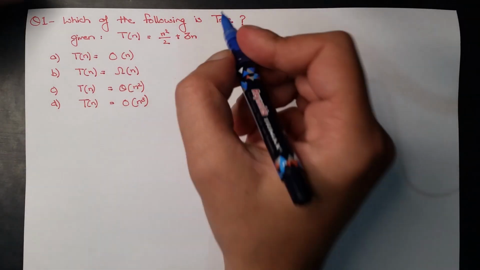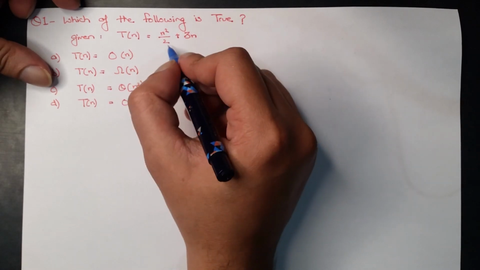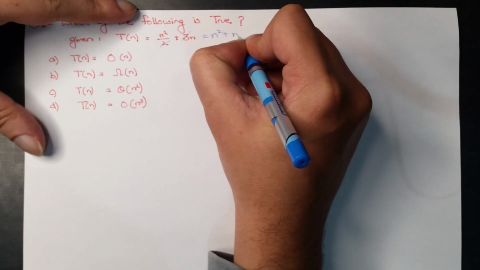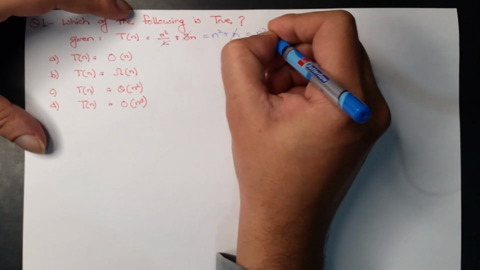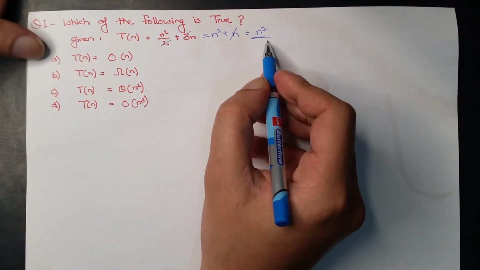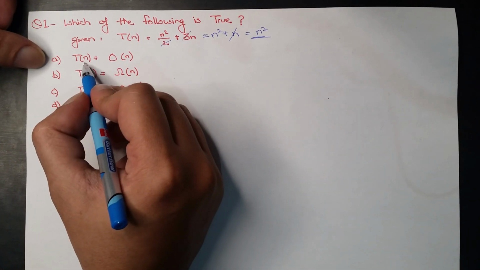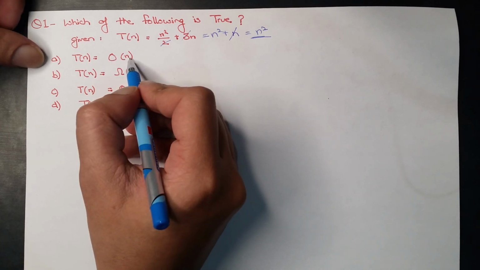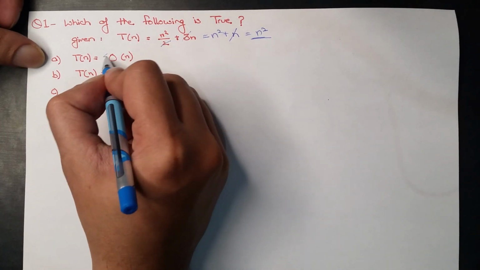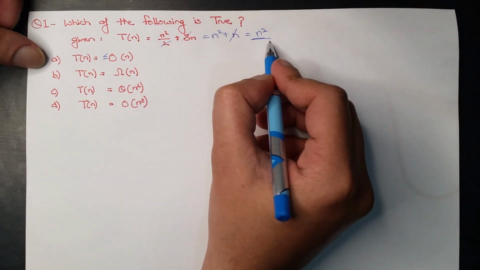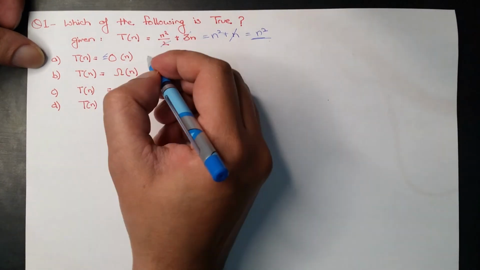In the question, the time complexity of a function T(n) is given as n square by 2 plus 3n. We ignore constant factors, it becomes n square plus n, and then we ignore lower order terms, it becomes n square. So the time complexity of T(n) is actually n square. Now the first option is time complexity of T is big O of n. Big O means less than or equal to n. Now n square is not less than or equal to n, hence option A is false.